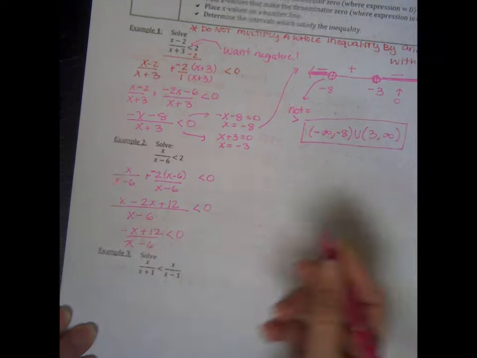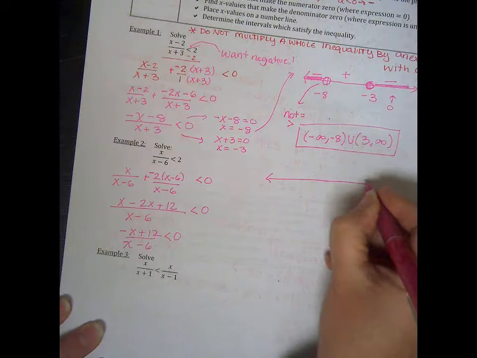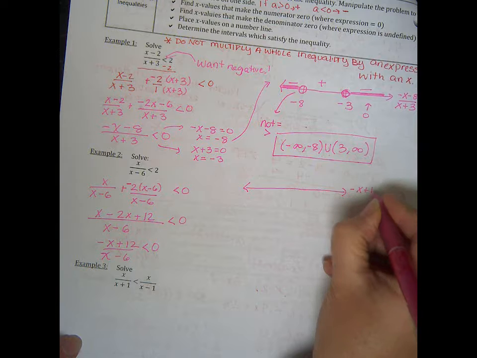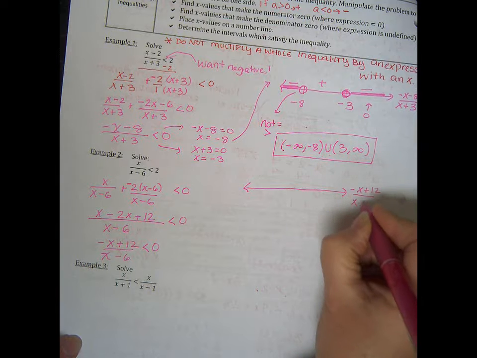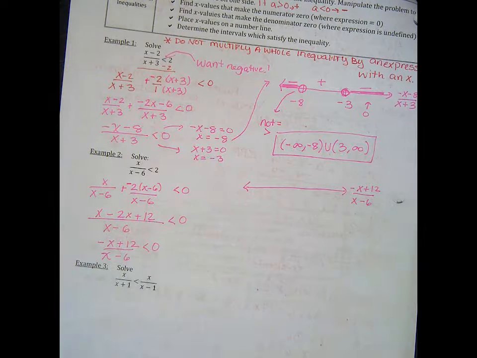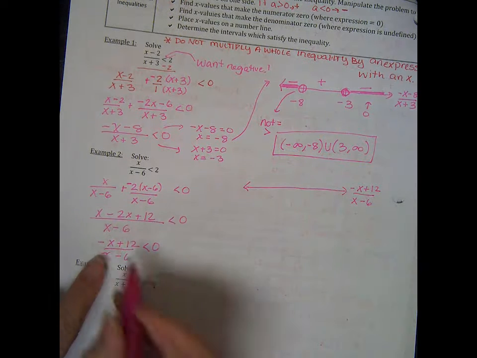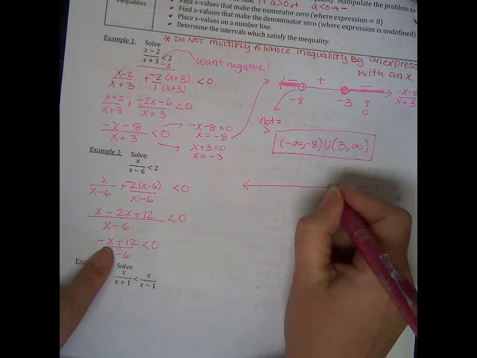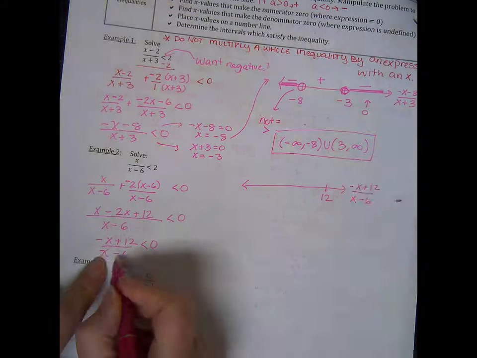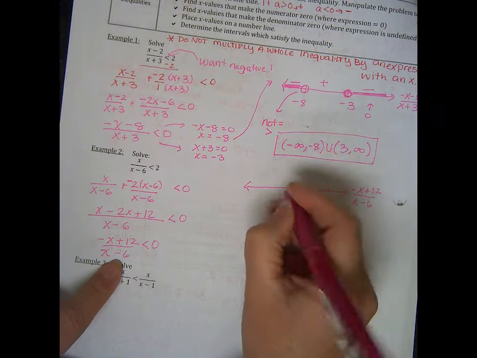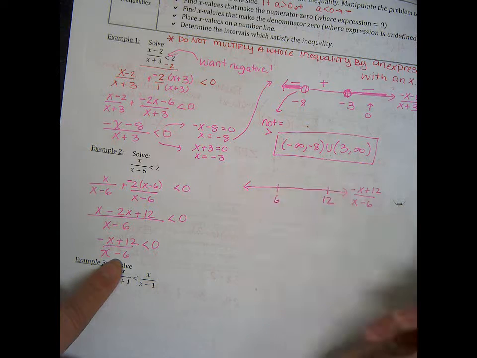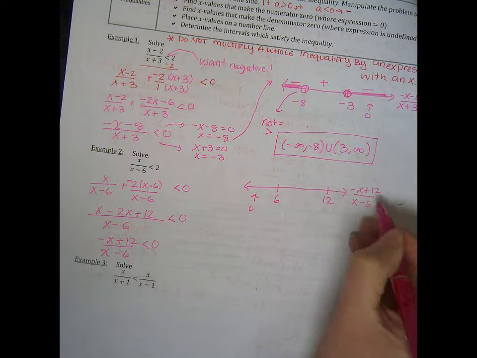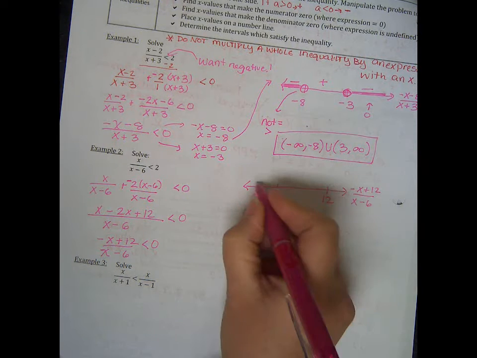Now we put all those important points on the number line. We're looking at the fraction negative x plus 12 over x minus 6. Sometimes it helps to write that next to your number line so you know what you're plugging into. What makes the numerator 0? Well, positive 12. And what makes the denominator 0? A positive 6. So I'm going to plug in 0, which is down here, into this whole fraction, and I'd get 12 over negative 6, which is a negative number.